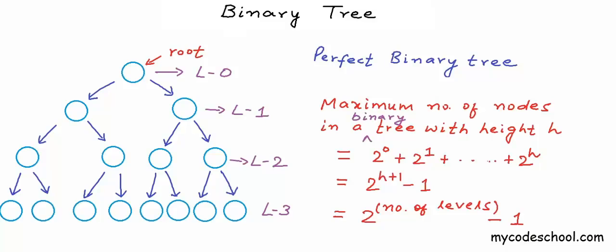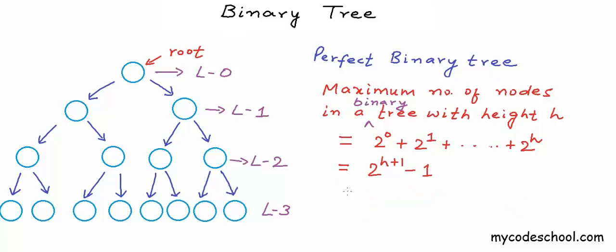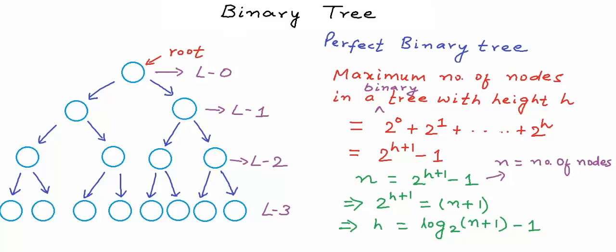Okay, I can ask you this also. What will be height of a perfect binary tree with n nodes? Let's say n is number of nodes in a perfect binary tree. To find out height, we'll have to solve this equation. N equal 2 to the power h plus 1 minus 1. Because if height is h, number of nodes will be 2 to the power h plus 1 minus 1. We can solve this equation and the result will be this.